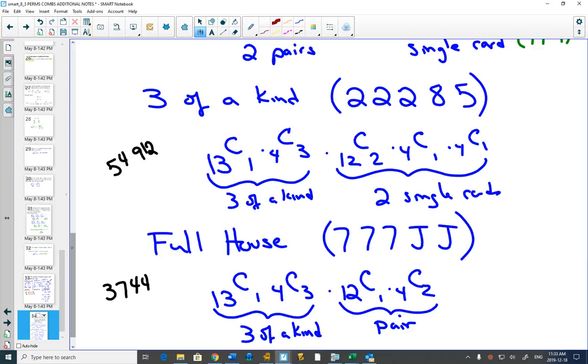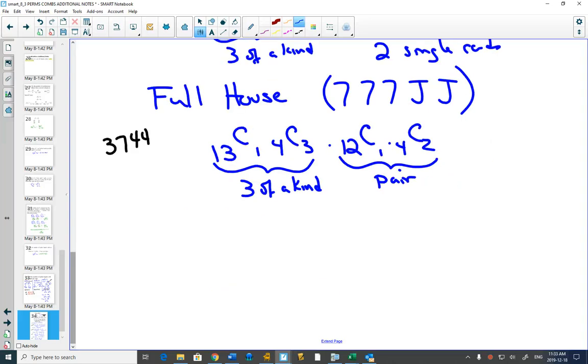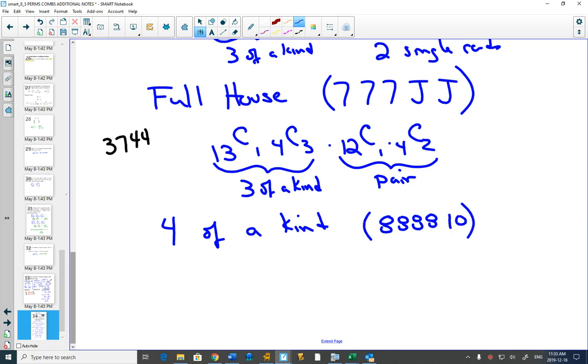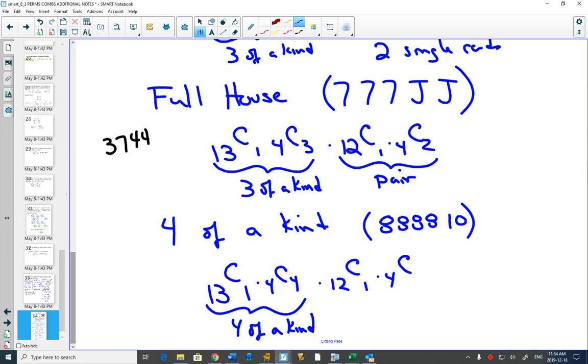And what happens if you were fortunate enough to get four of a kind? An example of that would be getting all 4 8s and then one other card to go with it. Well, you could have your 4 of a kind with any of the 13 cards, but then you have to choose all 4 cards. And then you have 12 kinds left to choose a single card.